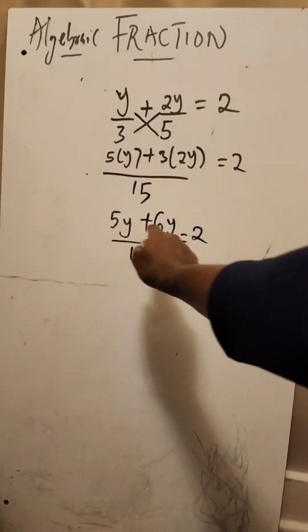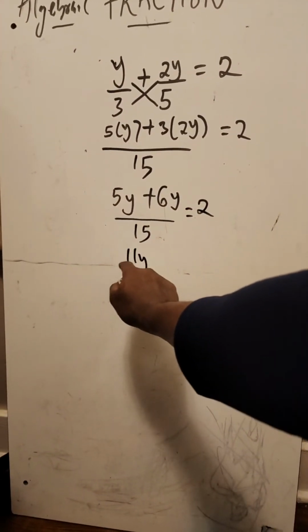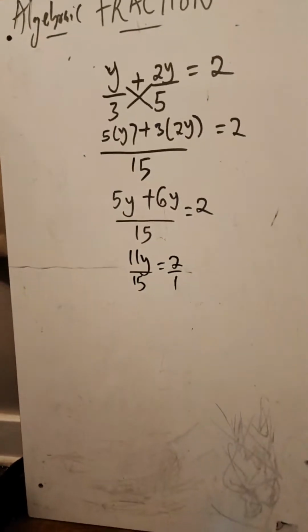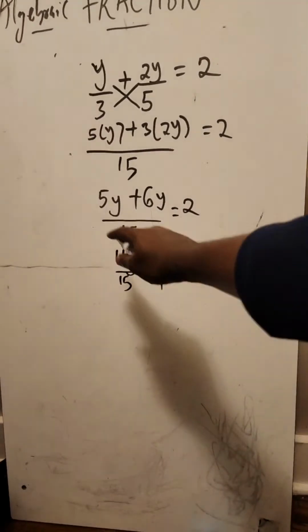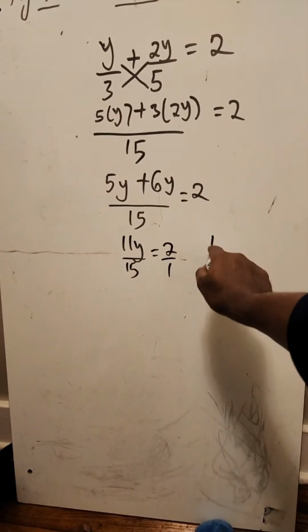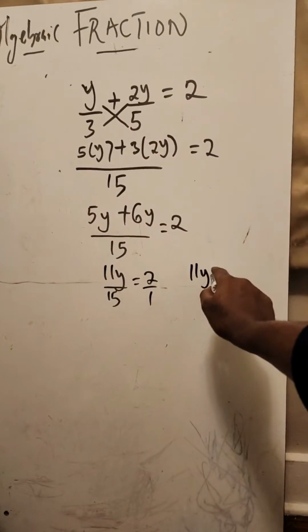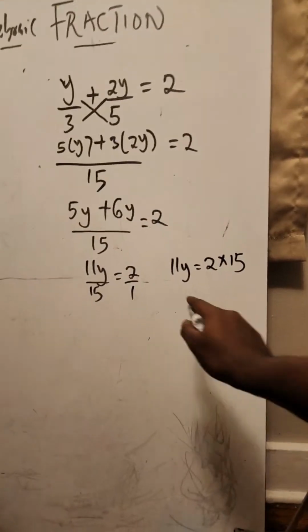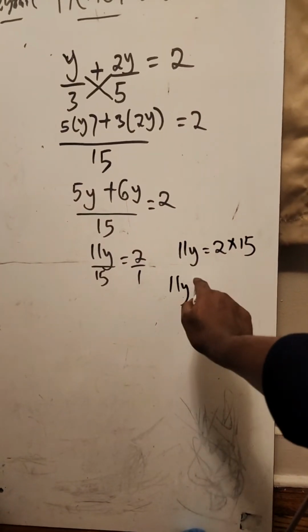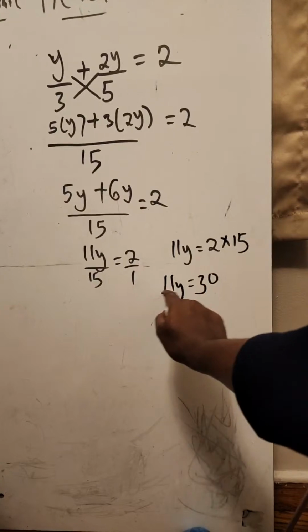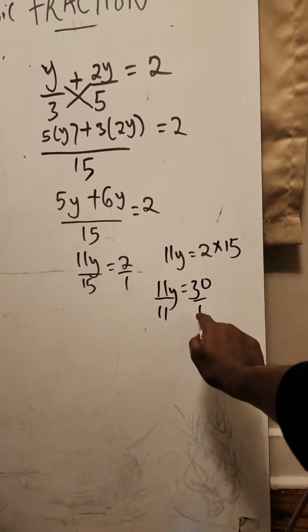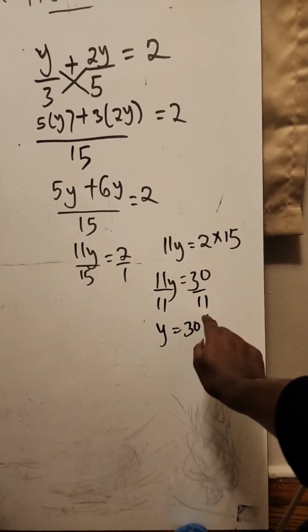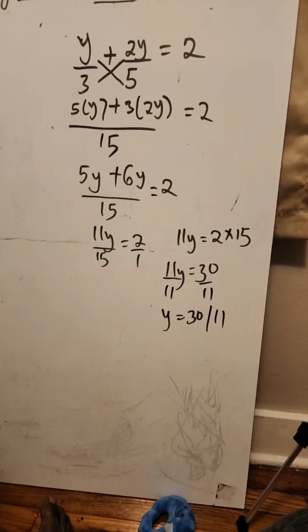And here, 5y plus 6y gives 11y over 15 equals to 2. In the last example, I said you can cross multiply. So here we have 11y equals 2 times 15. And this gives 11y equals to 30. Dividing both sides by the coefficient of y, like we did in the last example, y is 30 over 11. So we've gotten an answer.